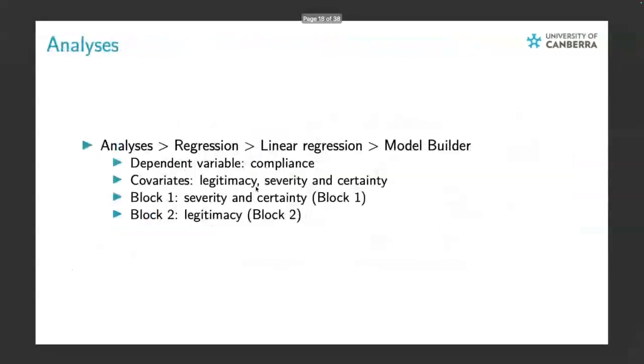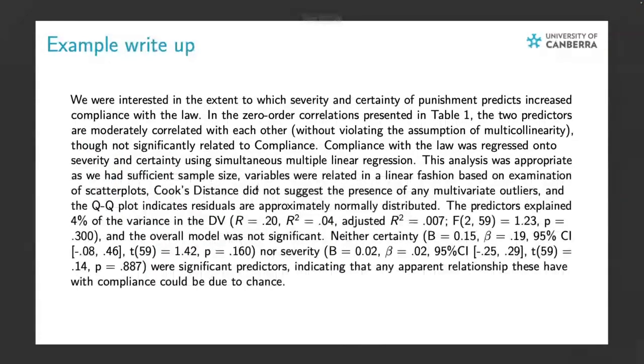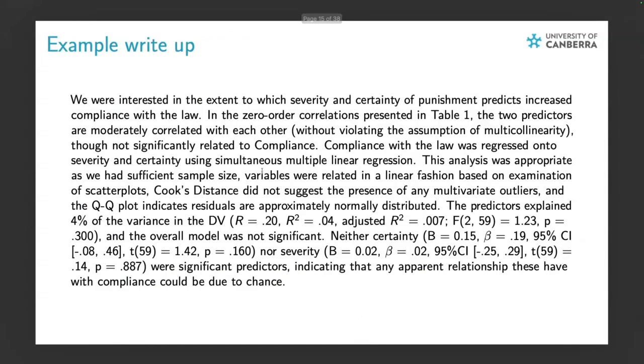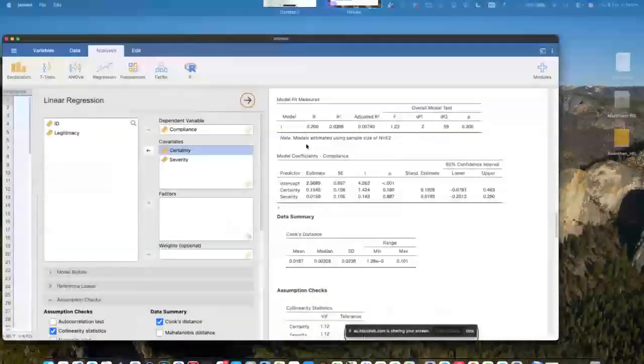Oh, it's a fictitious Table 1, sorry. The two predictors are moderately correlated with each other without violating the assumption of multicollinearity, though not significantly related to compliance. So that's just describing what we see here in our correlation table.